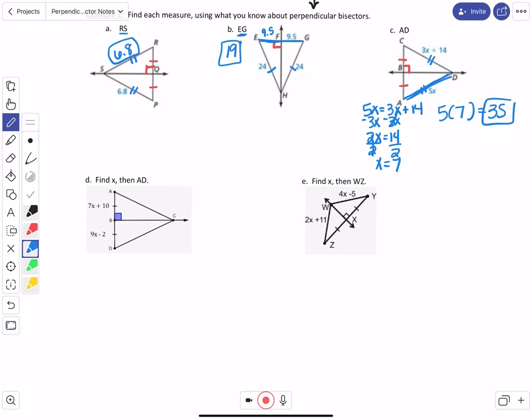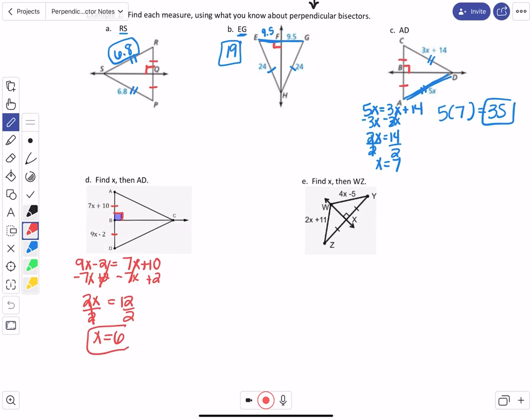Okay, so on D, it first wants us to find x, then find AD. Since we know this is perpendicular, and it tells us these are congruent, we do 9x minus 2 equals 7x plus 10. I'm going to solve for x. I'm going to subtract 7x, and that's going to give me 2x. And I'm going to add 2 over here to give me 12. I'll divide by 2. So x is going to equal 6.